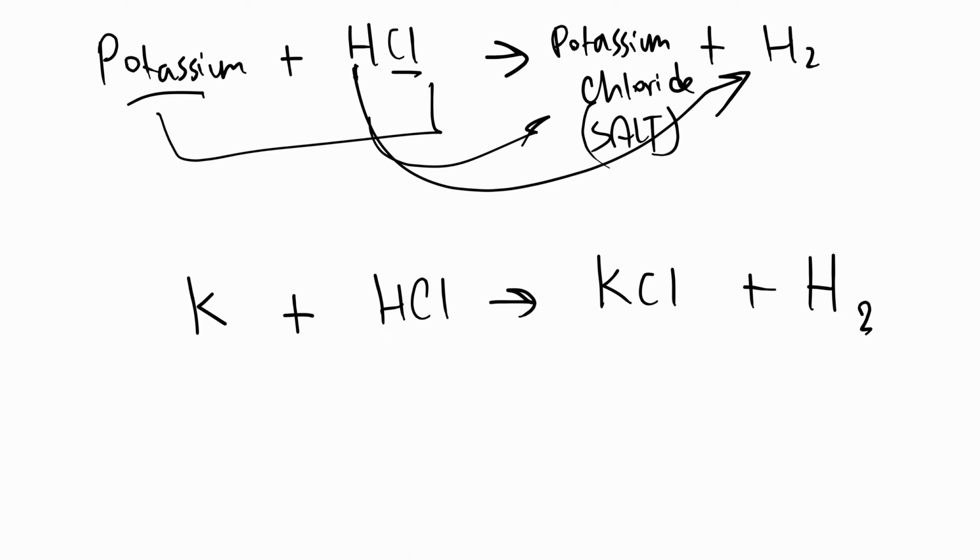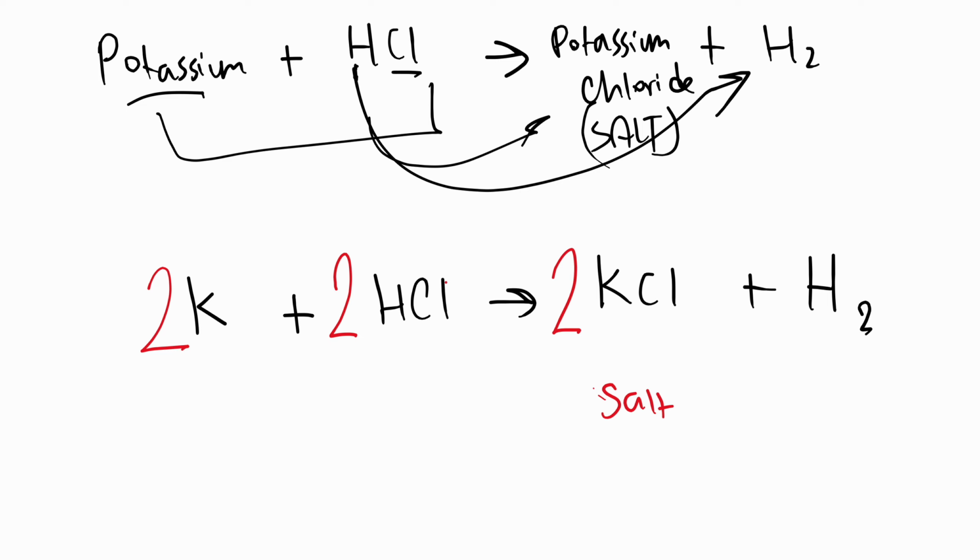Let me balance it using red so you can clearly see the balancing part. I'm pretty sure I made a video on balancing equations, so if you don't know, just watch my video on that. Two hydrogens. Now we have two chlorines here and one chlorine here, so this has to become 2 as well. But then we have two potassiums and one potassium, so this becomes a 2 as well. That's why it's 2K, 2HCl, 2KCl, and H2. That's pretty much it. So this is the salt, hydrogen gas, hydrochloric acid, and the potassium.